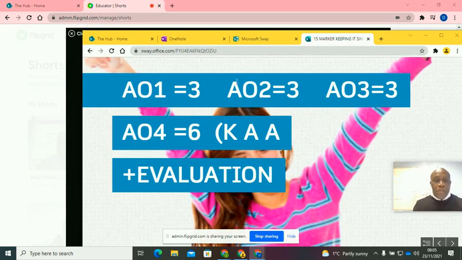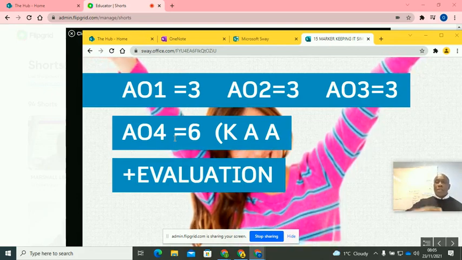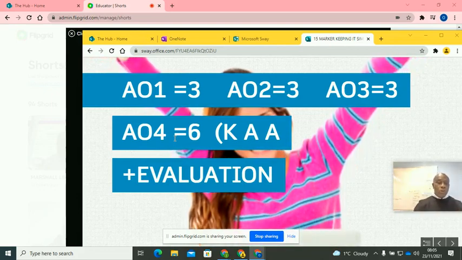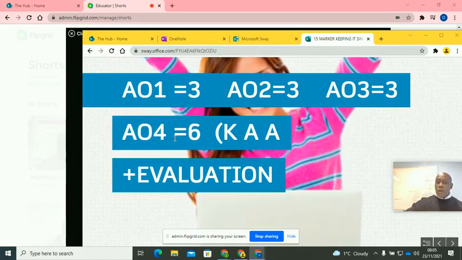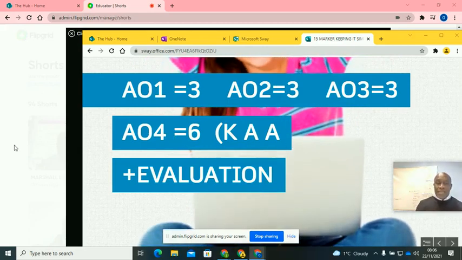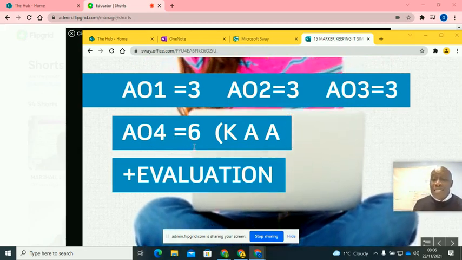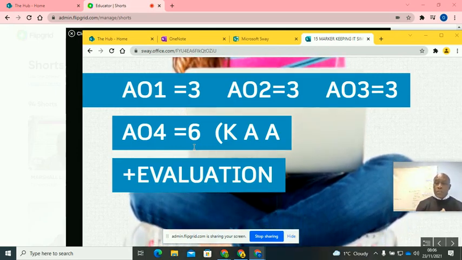Okay, now we come to AO4. Now this is the peculiar part of a 15 marker in the Edexcel. So what you need to do in other exam bodies, make sure you know how they allocate marks. Everything's the same, but for OCR or AQA, make sure you know how they allocate marks. This is for Edexcel, and AO4 is 6 marks, guys, 6 marks. Okay, so you need to bear that in mind.